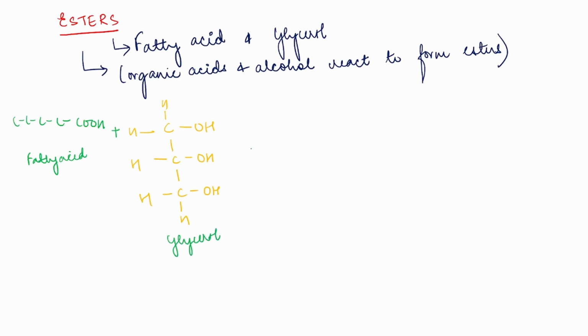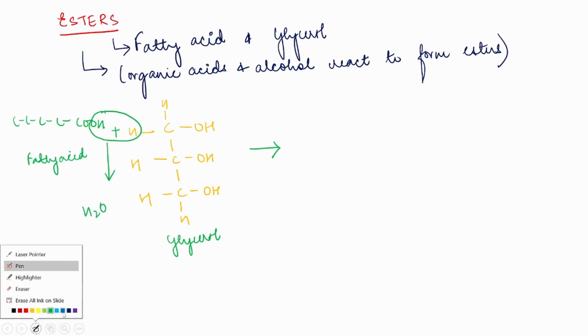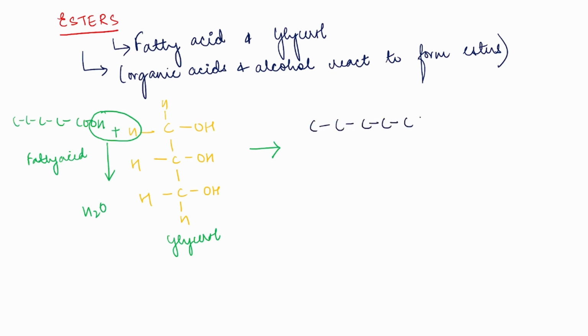They are undergoing a reaction, right? When they react, the hydroxyl from the acidic group and hydrogen from the glycerol will be removed in the form of water. So what will we get in the product? The CO will be bonded to the O of the glycerol, then CHOH and then CH2OH. This is what we call an ester.